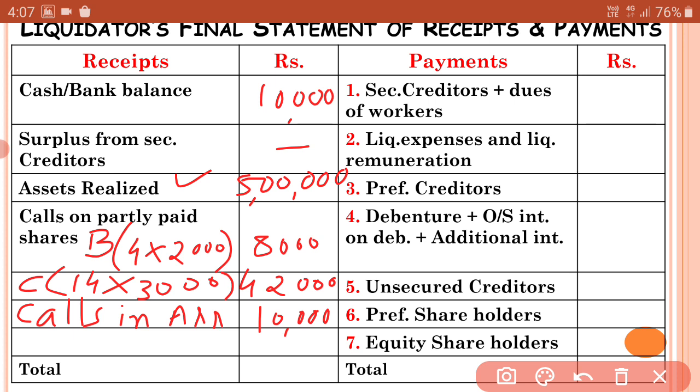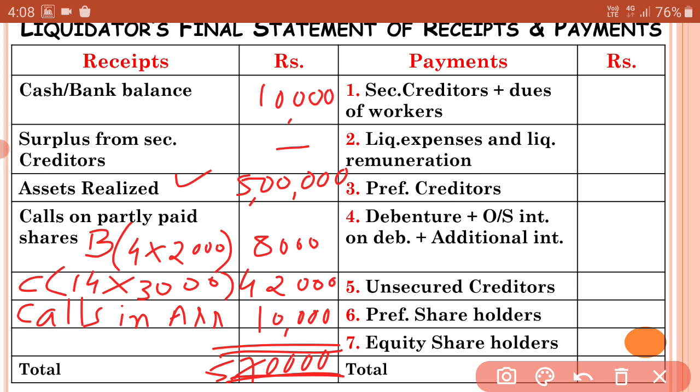Cash and bank balance 10,000 as per the given on the asset side. Surplus from secured creditors nil. Assets realized total 5 lakh. Calls in arrears 10,000, and call from B shares and C shares as per the working note 8, 4 and 14. Multiply the number of shares, B 2,000 shares, C 3,000 shares. So you get the total receipt side 5,70,000. It is your final answer of this side.